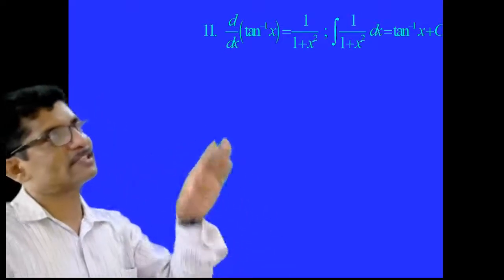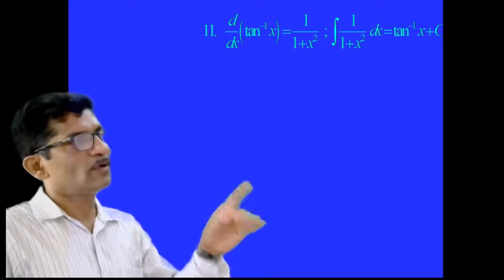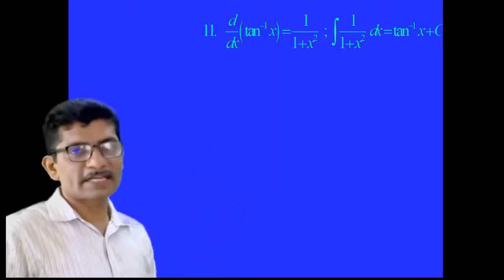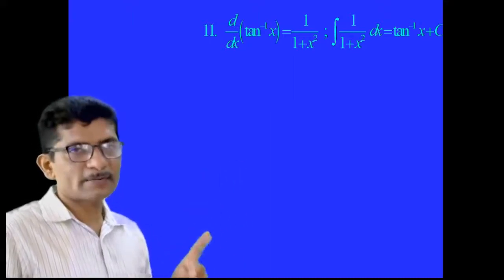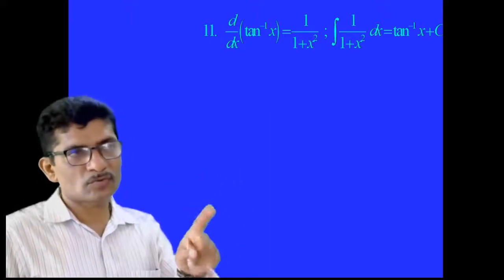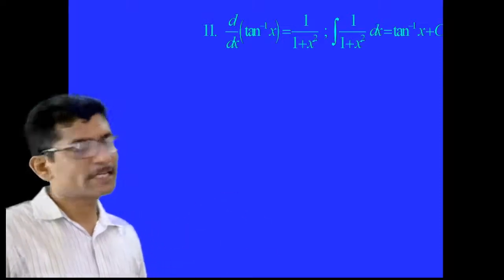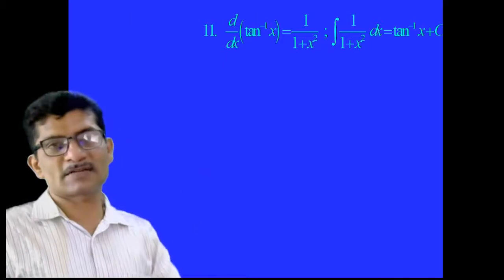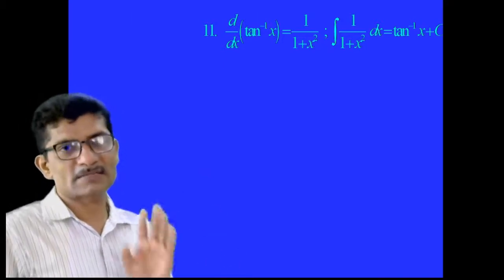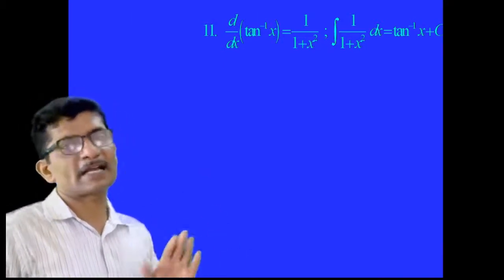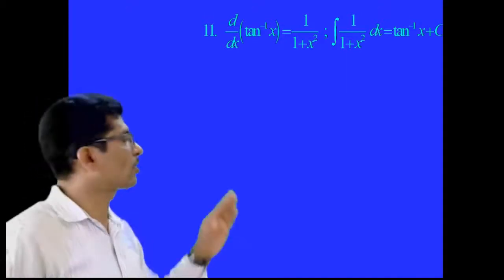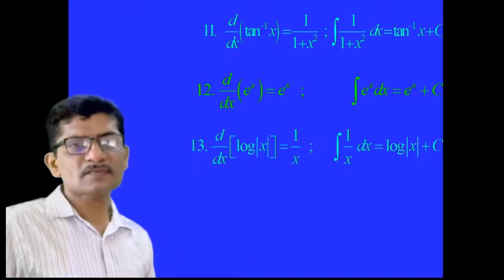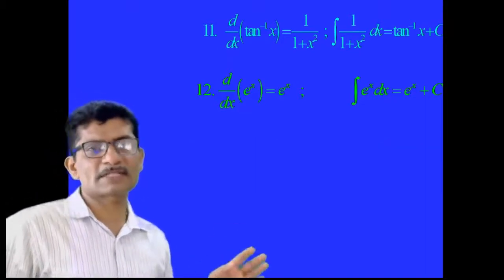Similarly, derivative of secant inverse x is equal to 1 divided by x into root of x square minus 1. Derivative of cosec inverse x equals minus 1 divided by x into root of x square minus 1. Therefore, integration of 1 divided by x into root of x square minus 1 is equal to, we can say, either secant inverse x plus c or minus cosec inverse x plus c.